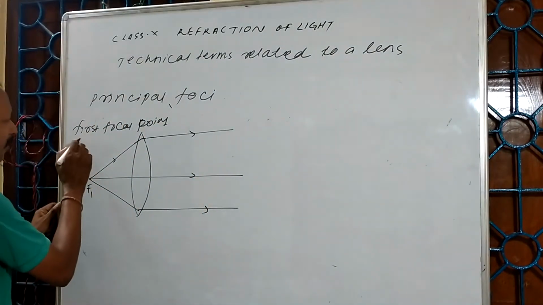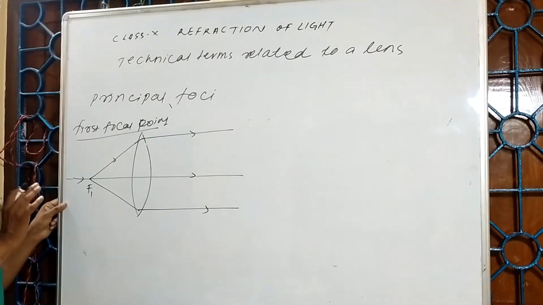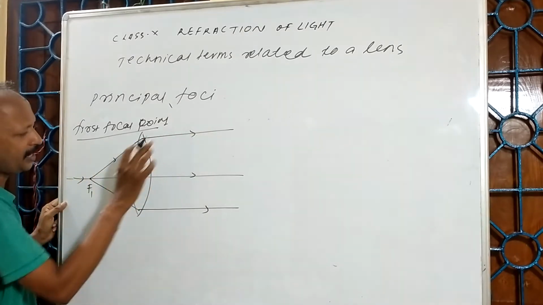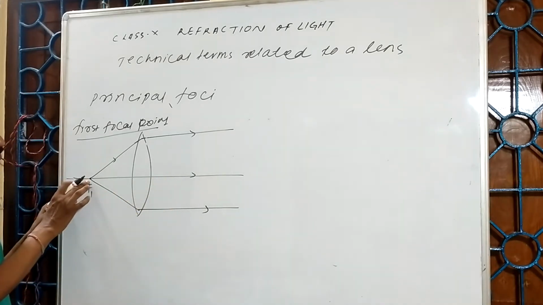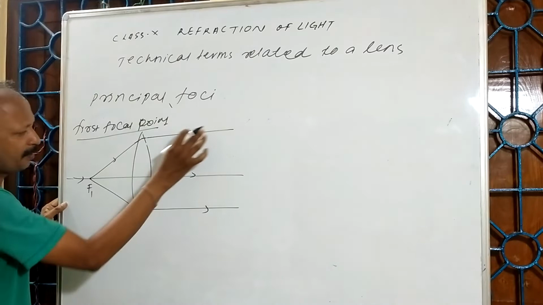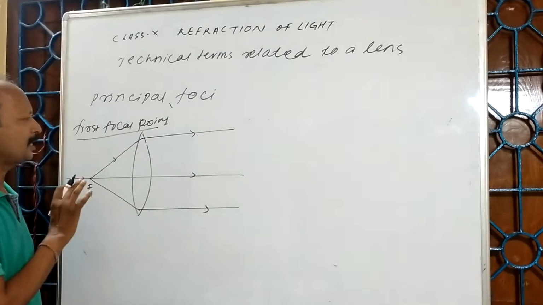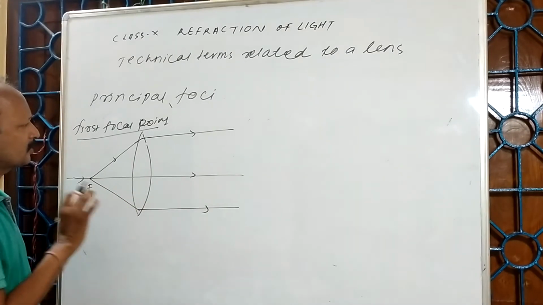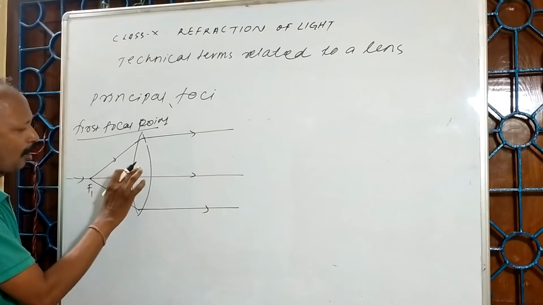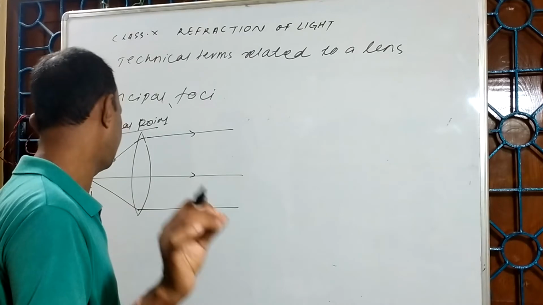So which one is the first focal point? The first focal point is a point on the principal axis from which light rays coming, it refracts parallel to the principal axis. From here light rays coming, it incident here, thereafter it refracts parallel to the principal axis. This is about the first focal point in case of a convex lens, meaning a biconvex lens or equiconvex lens.